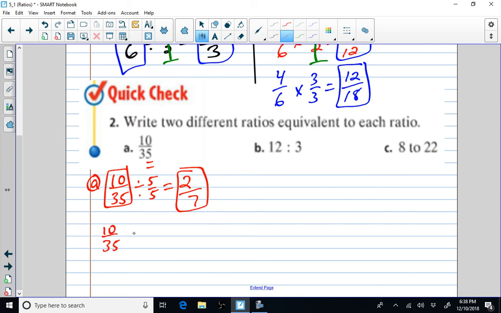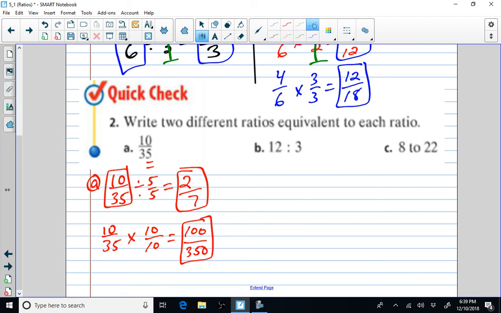Same problem, 10/35, let's write an equivalent value using multiplication. Well, let's multiply by 10/10. I can use any non-zero number to make an equivalent value, an equivalent ratio, as long as I multiply both the numerator and the denominator by the same value. Why did I choose 10/10? Because it's easy to multiply a number by 10. So 10 times 10 is 100. 35 times 10 is 350. 100/350 is the same as 2/7. They're equivalent values. How do I know? Because I multiplied 10/35 by 1. 10/10 is 1. So each of those values that are boxed are equivalent.